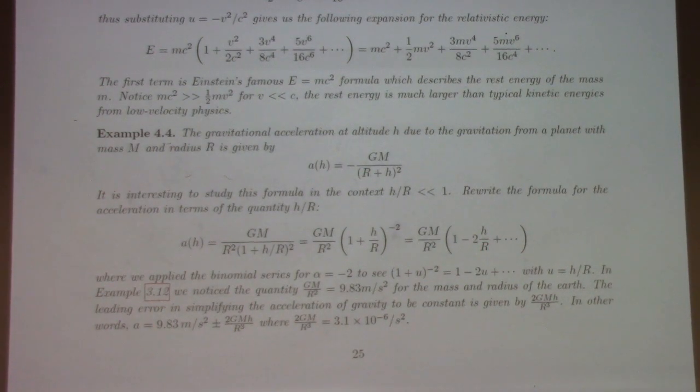And so what you get is that the acceleration due to gravity is about 9.83 meters per second squared plus or minus 2GM h over r cubed, where 2GM over r cubed is about 3.1 times 10 to the minus 6 per second squared. So to make it more specific, let's say you make your altitude 1,000,000 meters. That's pretty big, right? 1,000,000 meters, like 1,000 kilometers.